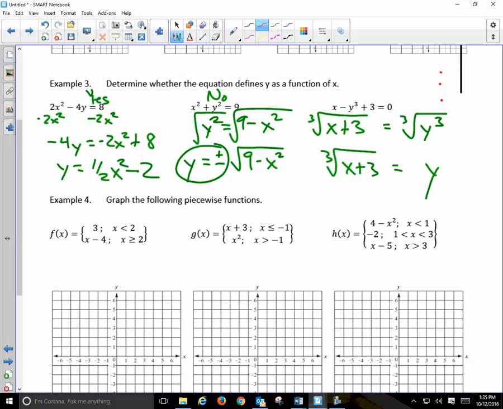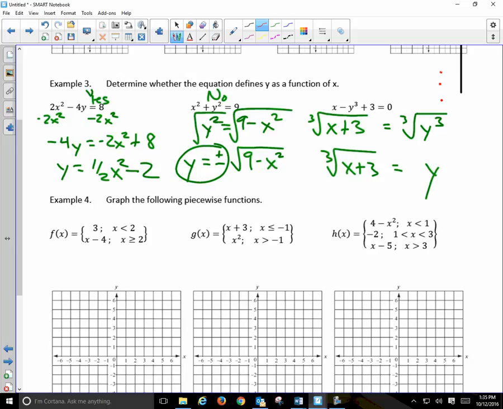Now, just to refresh your memory, I told you how to evaluate f of 0 earlier, right? What is f of 0? Do I plug 0 into the top one or the bottom one? Top one. Why? Because 0 is less than 2, and you get 3. So f of 0 is 3, okay?